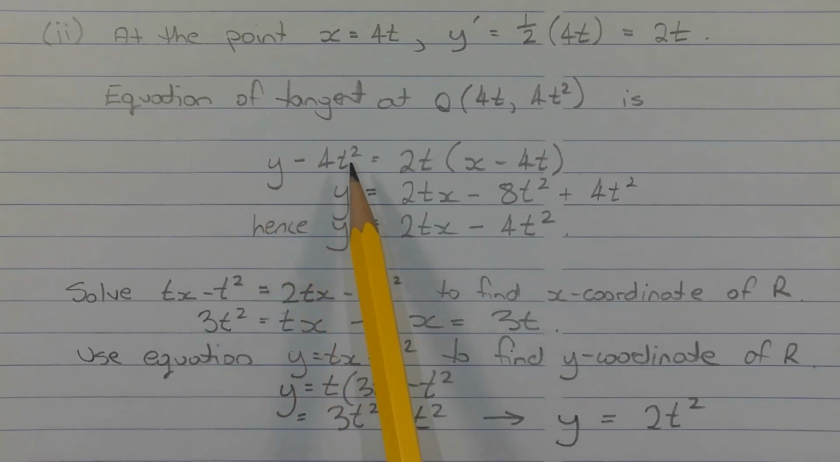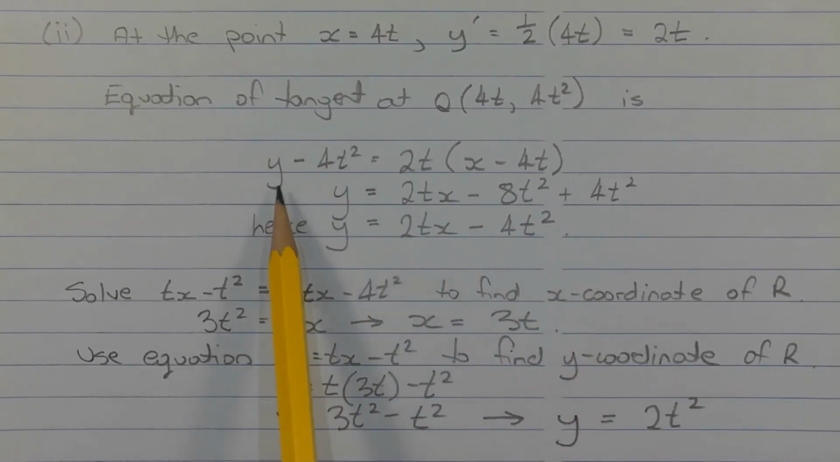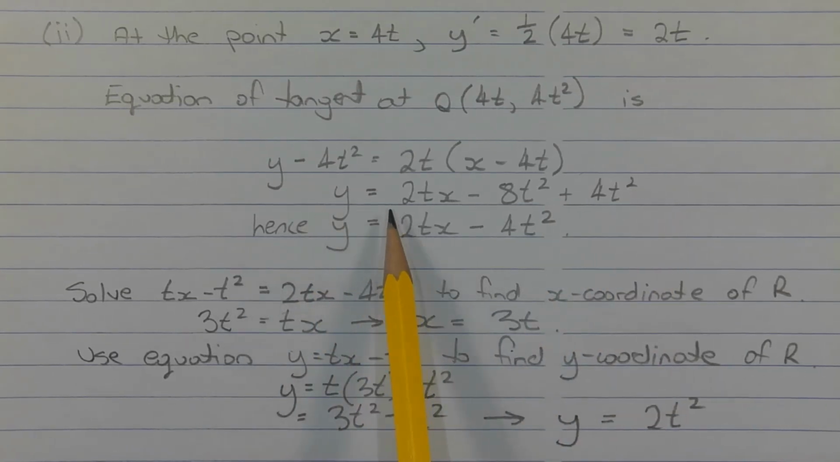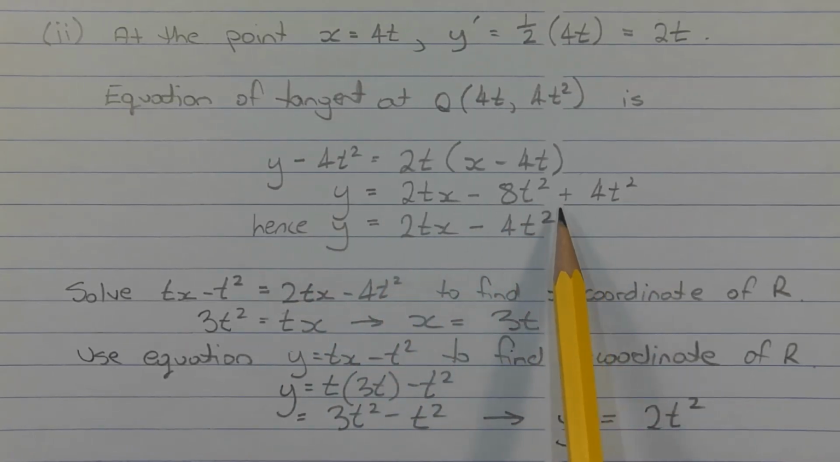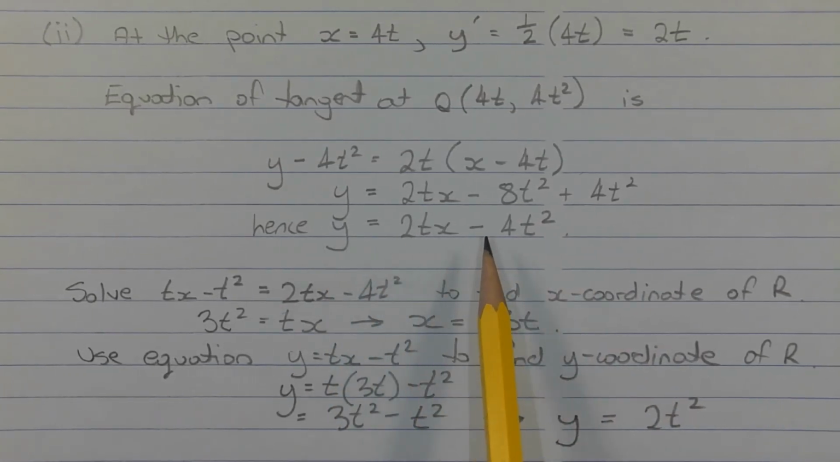y minus 4t squared is equal to 2t outside of (x minus 4t) in brackets. Expanding the brackets and moving the negative 4t squared over to the other side so it becomes a positive, we get y is equal to 2tx minus 8t squared plus 4t squared. We can combine these two terms since they're like terms, and we get y is equal to 2tx minus 4t squared. Now to find the coordinates of point R, we solve the equation we found in part 1 with the equation that we found in part 2 simultaneously.